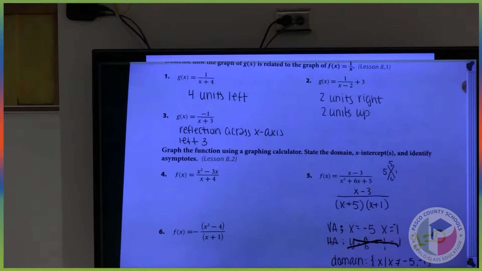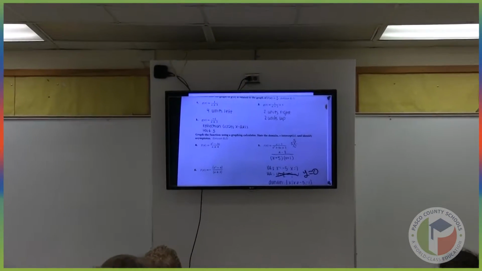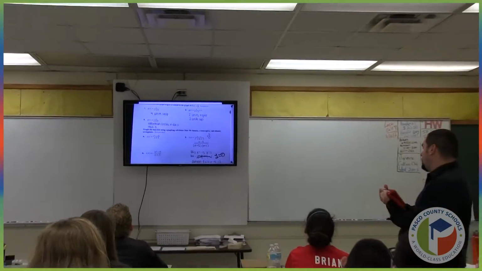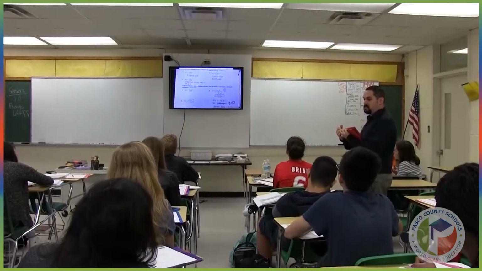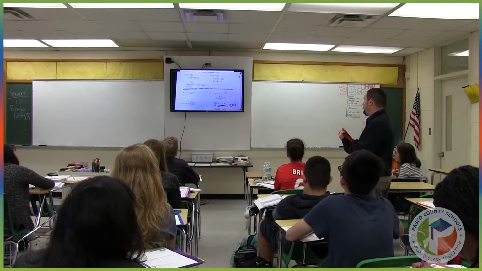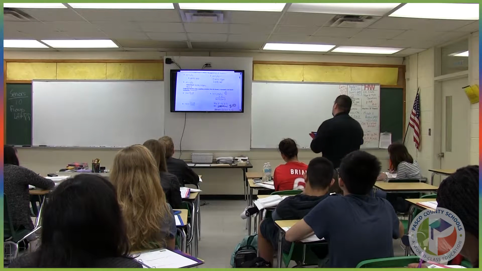Anything that makes the denominator 0 is an issue. Do you agree with this student that -5 and -1 will cause issues, right? Absolutely correct. What about the student's domain? Looks good. Yeah, -5, -1, I agree.